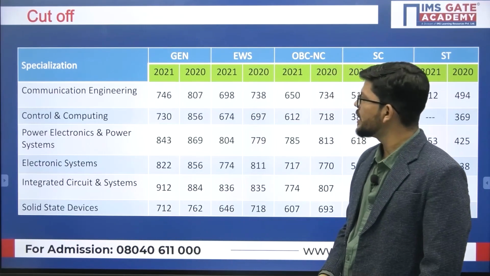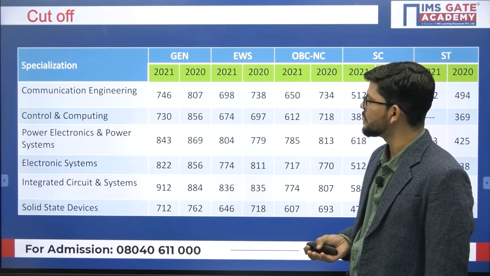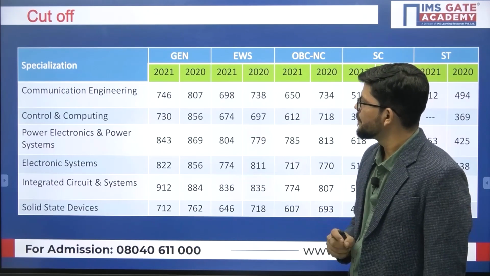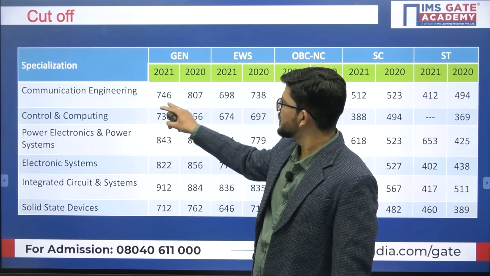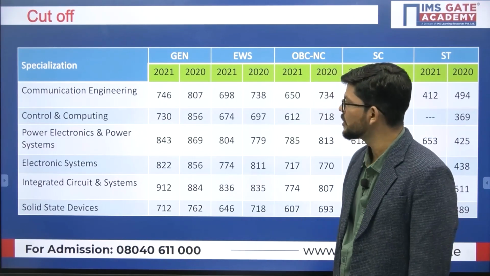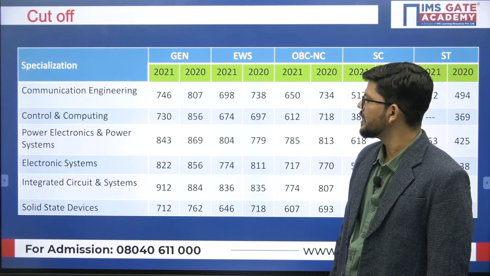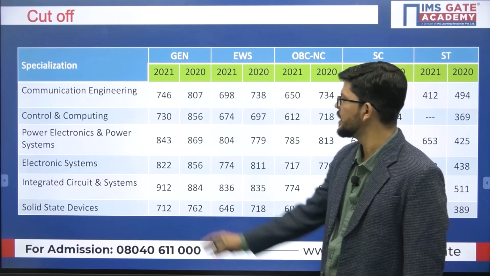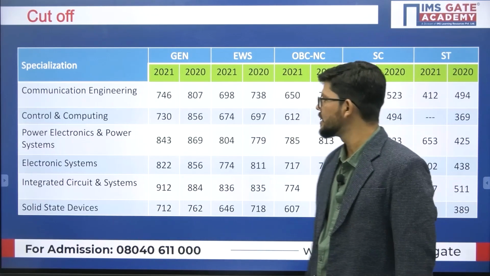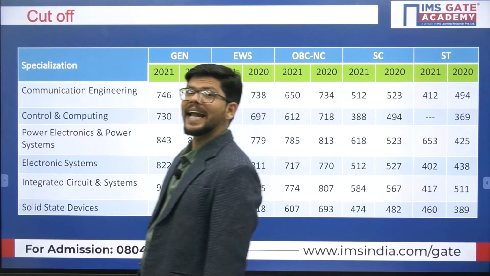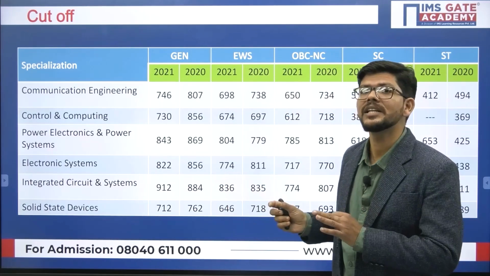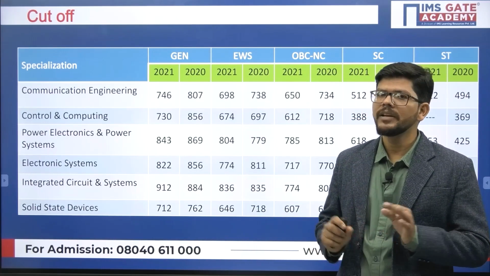In order to get admitted into IIT Bombay, what will be a safe score? As you can see here, in solid state devices and communication, as well as control and computing, if your score is above 750, then admission is guaranteed. But for these specializations, power electronics and power system, electronic system and integrated system, your score must be above 850. Then your admission to these specializations in IIT Bombay will be guaranteed.